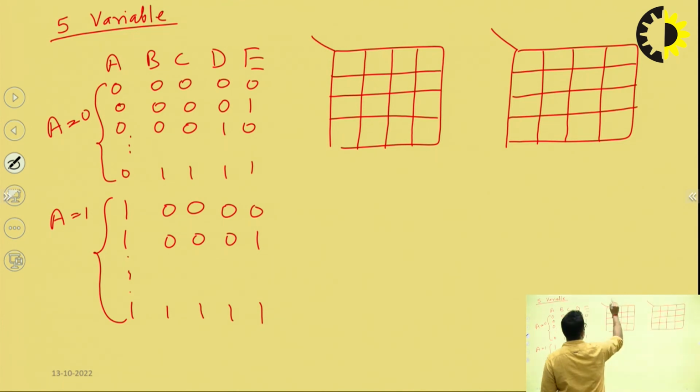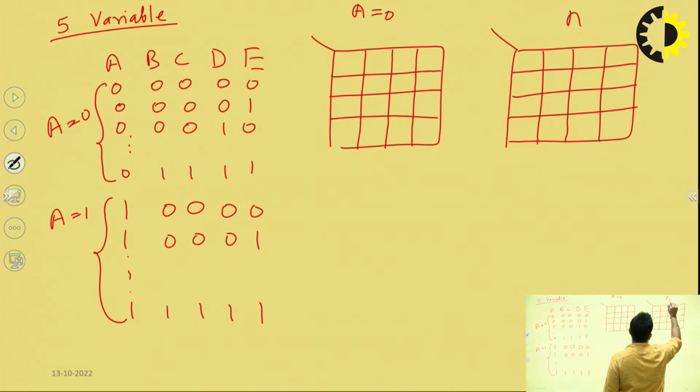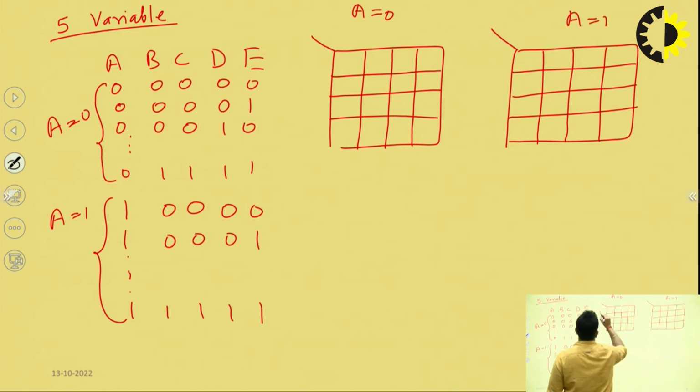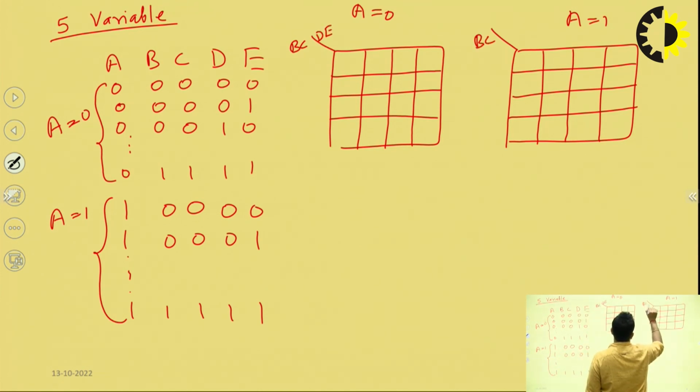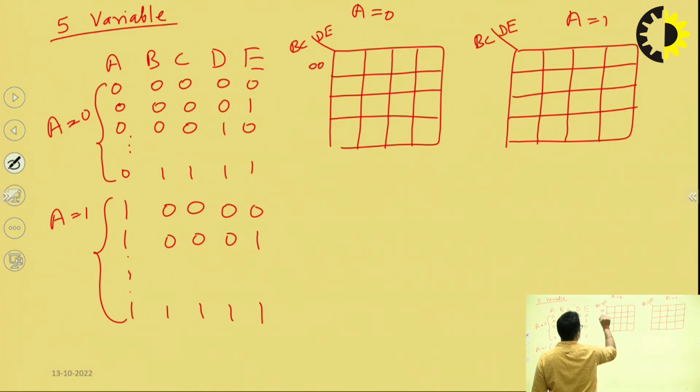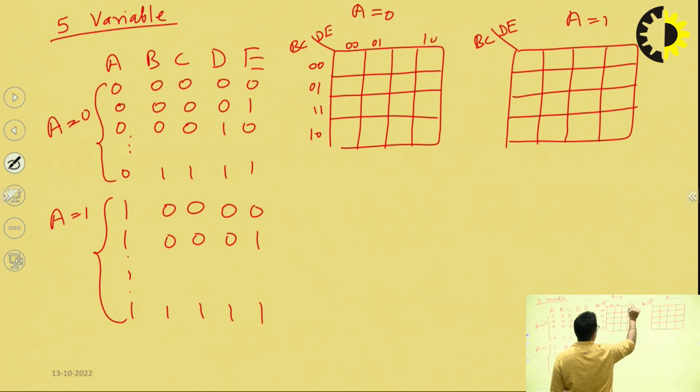Now the next thing is, this is for A equals 0 and this is for A equals 1. So it is BC and DE. Similarly, this one is also BC and this is DE. 0, 1, 1, 0, 1, 1, 0, 0, 0, 1. Finally, this cell.